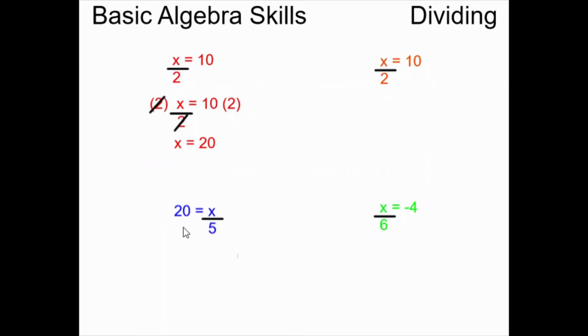In our second example on the bottom left, we have 20 equals x over 5. It's a very similar example, except this time the unknown, the x, is on the right side of the equals. But the procedure is the same. I want my x to be alone. It's being divided by a 5, so I do the opposite, which is to multiply both sides of the equation by 5.